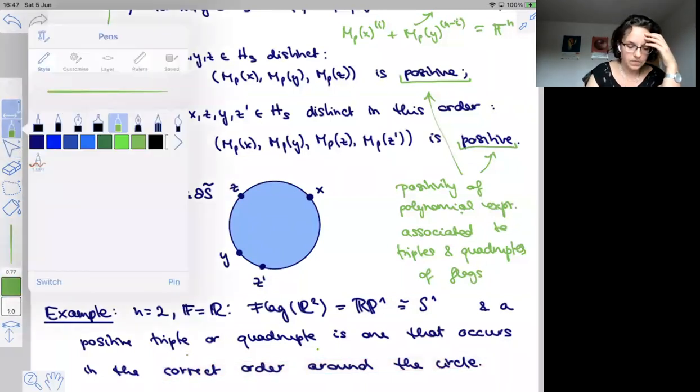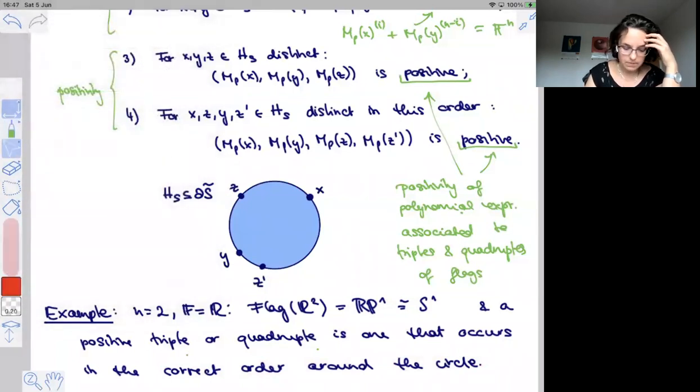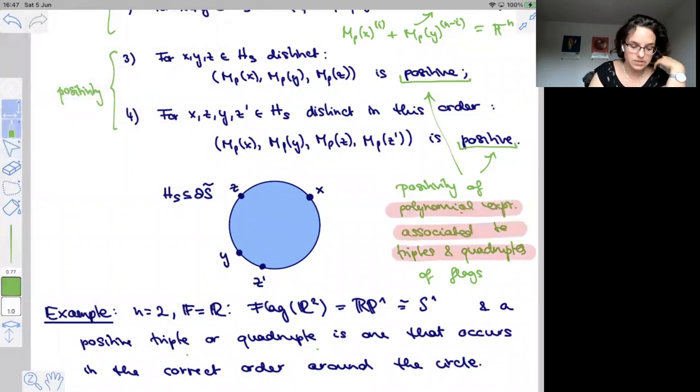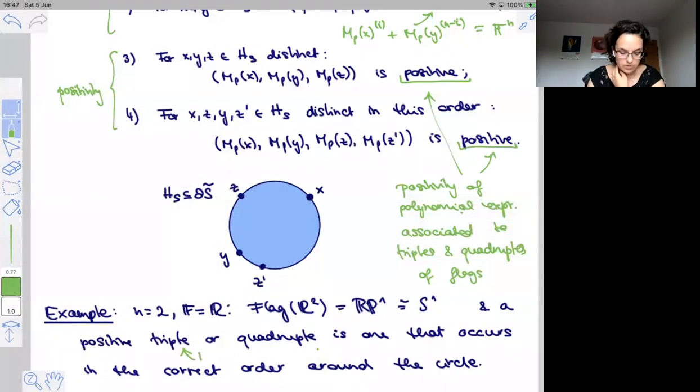And let me say, what are these? Maybe here, what are these polynomial expressions associated to triples and quadruples? In this special case, for the triples, if you know what that is, you can compute the Maslov index. And for the quadruples, this is given by the cross ratio. Okay, so this is the definition.